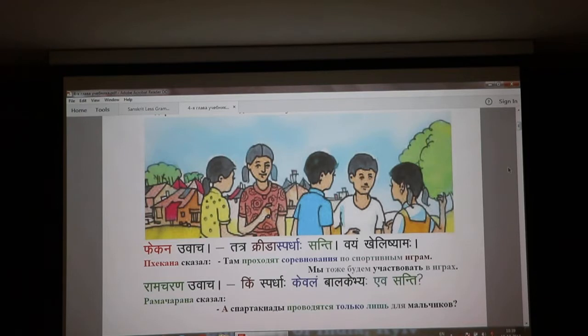sound called fa. The sound comes as pa, with both the lips. Pa, pa. There is no sound fa without touching the lips, which is in English. There is no sound like fa in Hindi or Sanskrit.